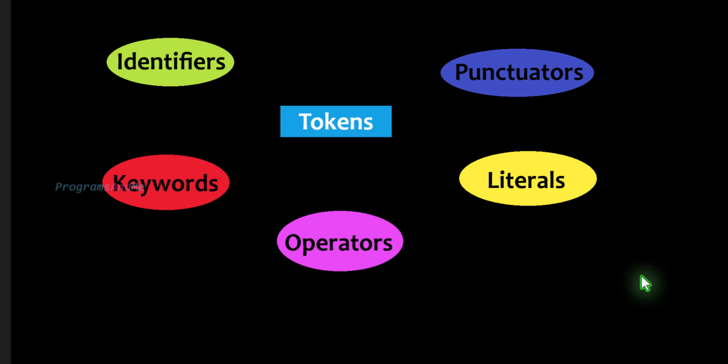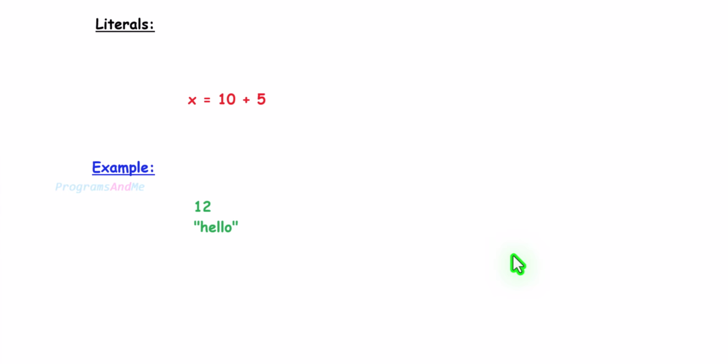We were discussing tokens. Next in that, let's talk about literals. Literals are fixed values that represent constant data in Python code. Here in this expression x equal to 10 plus 5, x is a variable. The equals and plus are operators. 10 and 5 are literals, constant values used in this expression.